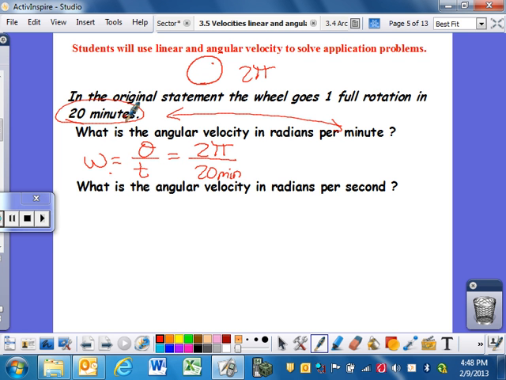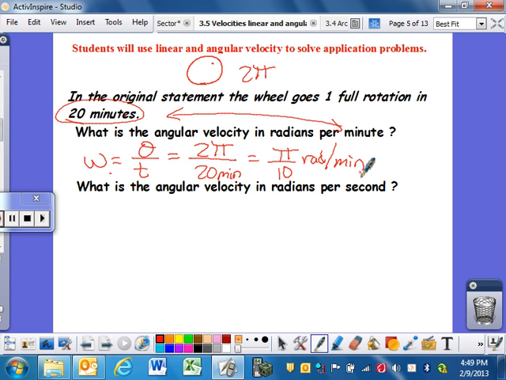This is pretty easy. So I have 2 pi over 20 minutes, and usually you want to reduce as much as possible. 2 goes into both of them. So pi over 10 radians per minute, where the radian is the measure on top and the minutes is the label on the bottom. So there's the answer.